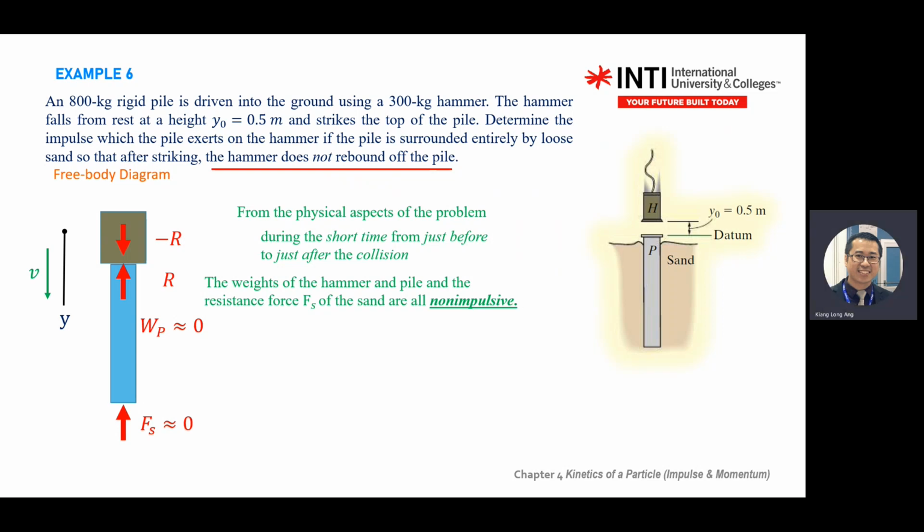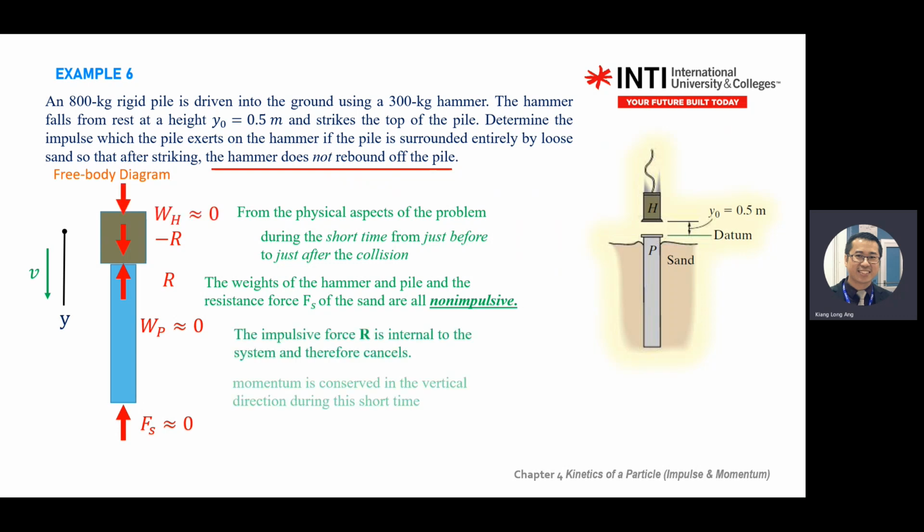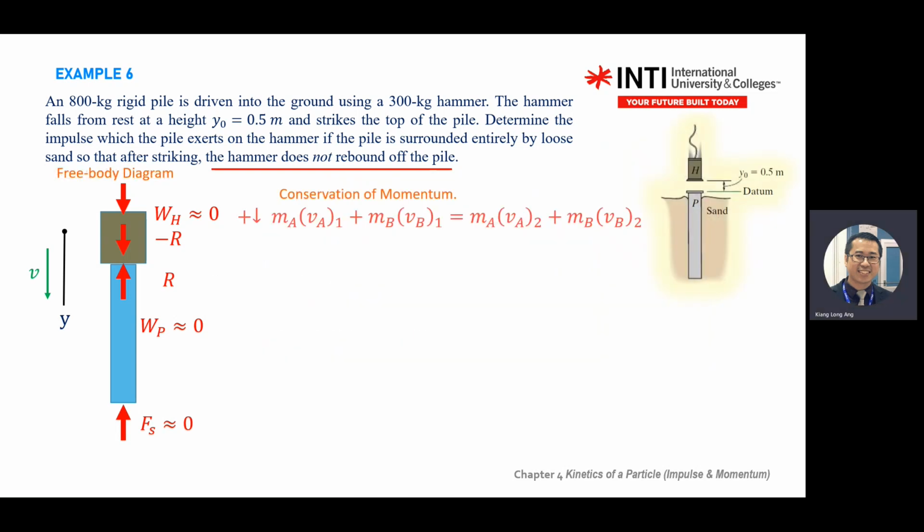Why non-impulsive? What is impulse? Force times time. So just remember, this one is non-impulsive. Momentum is conserved. Inside here, it cancels when you look at the big picture. Okay. So we use conservation of momentum. Momentum before equal to momentum after. Make sense, the equation?